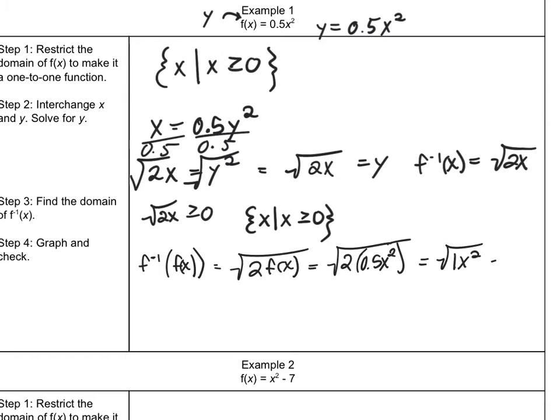And the square root of that is just x. And that's what I wanted. When I take the inverse of my original function, I should end up with x. It works the other direction too.